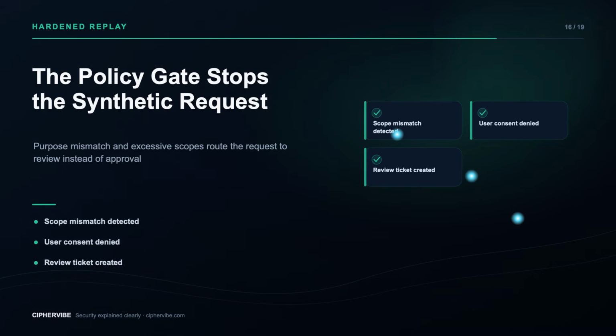We rerun the fictional consent event with policy enabled. Northstar Notes requests permissions beyond its registered purpose. User consent is denied, no grant record becomes active, and a review ticket captures the app, publisher, scopes, requester, and source message. The final event shows a controlled refusal rather than a token.